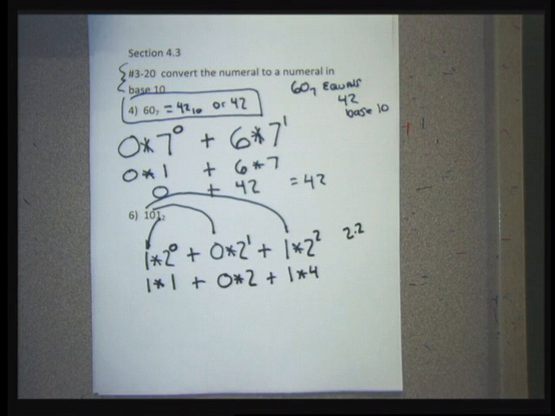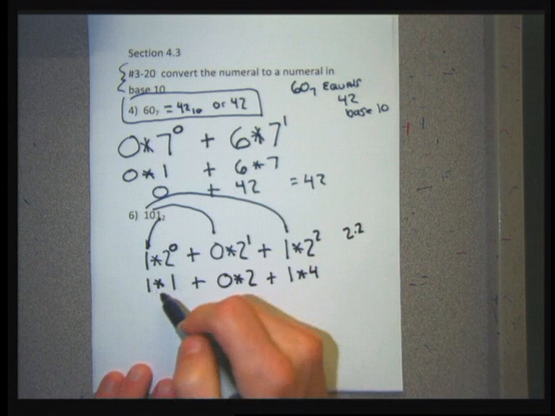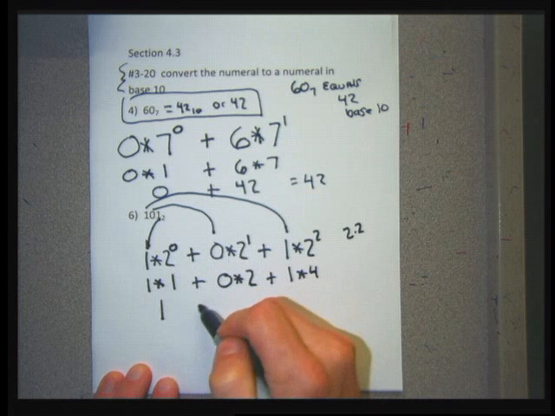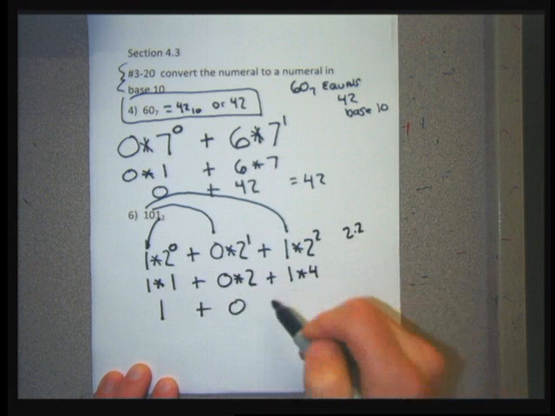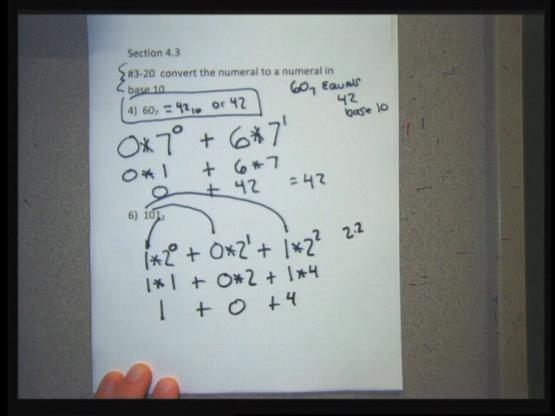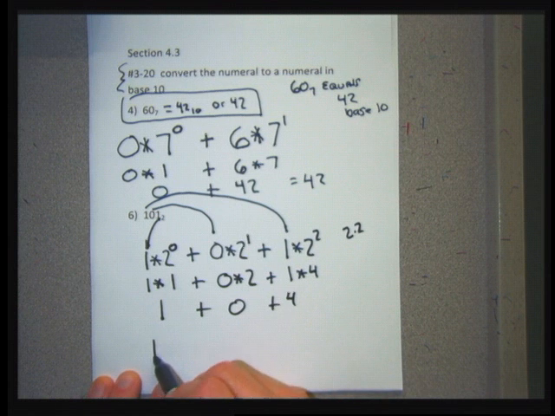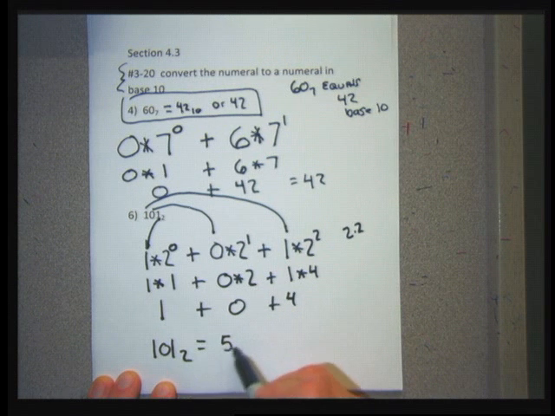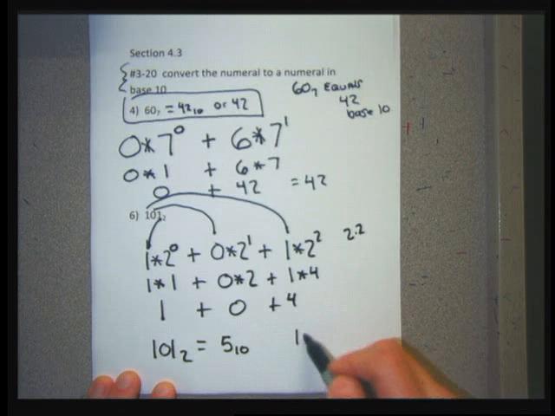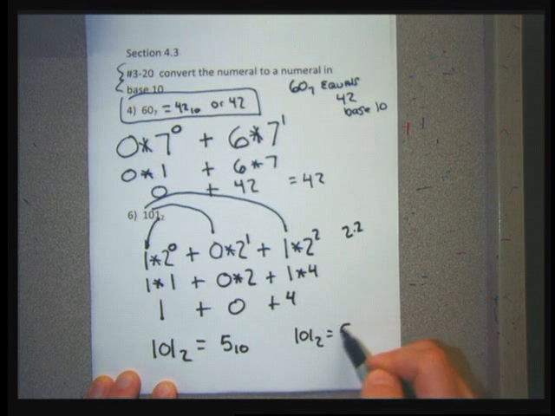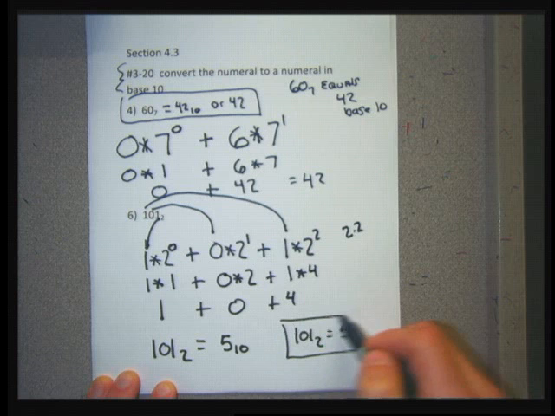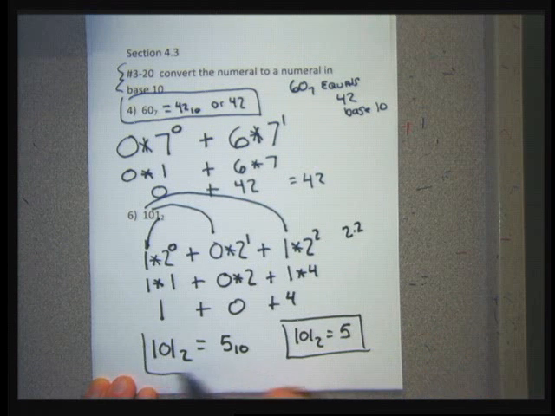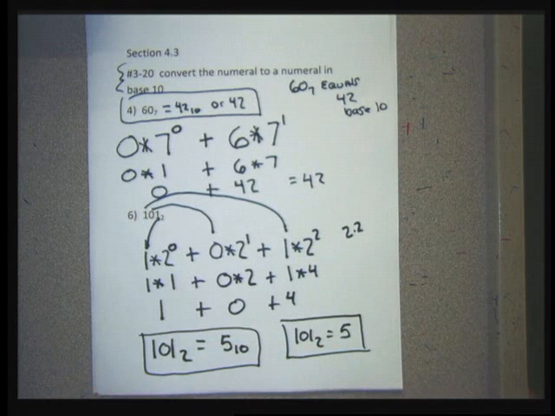So I wrote the number backwards, multiplied by powers of 2, figured out what the powers of 2 are. Now I'm going to do my multiplication. 1 times 1 is 1. 0 times 2 is 0. 1 times 4 is 4. Now I'm going to add the numbers together and get 5. So the answer to this problem, 101 base 2, is equal to 5 base 10. Or I could say 101 base 2 is equal to 5. I don't need to write the problem next to the answer. Just writing the number 5 would be sufficient. And if a number's in base 10, we just assume that 10 is the base and we don't write the base.